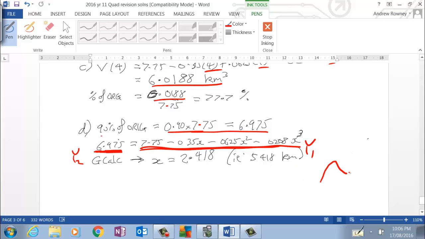Y1 will give you the cubic, and y2 will give you your straight line. And so you want to work out when they're going to be the same, when they intersect, and of course remembering that x can only be between 0 and 4, so it will turn out that one particular value of these intersections will work, 2.418. And if you add that onto 3, that's 5.418, or 5,418 kilometres. Okay.